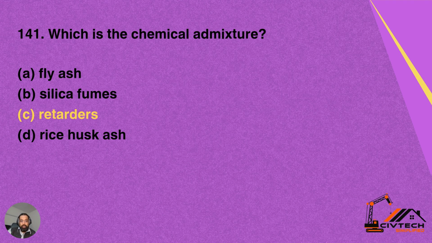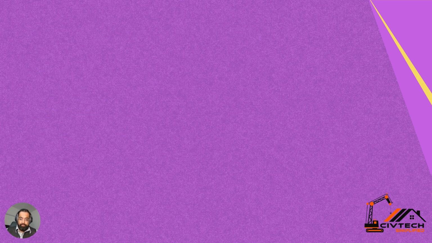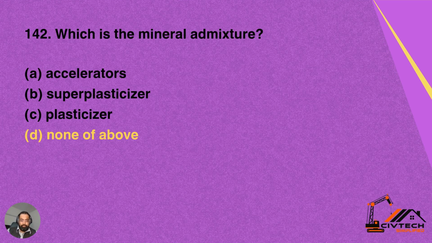141. Which is the chemical admixture? Option A is fly ash. Option B is silica fumes. Option C is retarders. Option D is rice husk ash. So the chemical admixture out of these is retarders. Option C is the correct answer for this question.